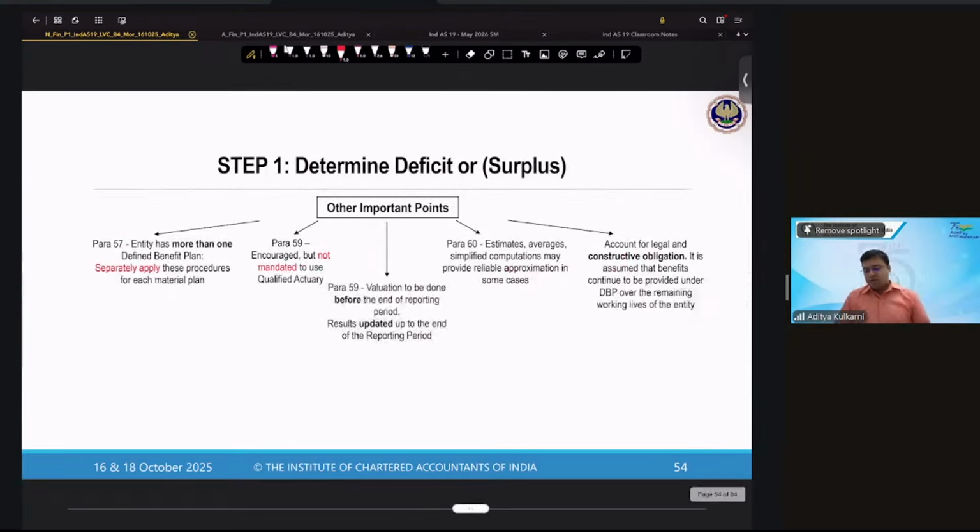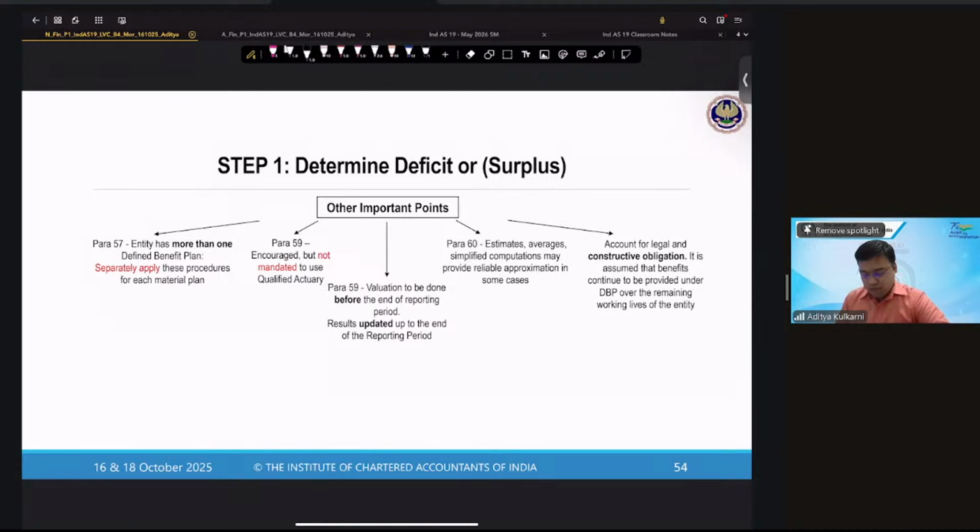All right. Now, you can go through this for homework. If an entity has more than one plan, separately apply the procedures for each plan, obviously. Entities are encouraged to use a qualified actuary, but it is not mandated. At least a recommendation is there. AS 15 did not have a recommendation, but we were using one nonetheless. Para 59: valuation to be done before the end of the reporting period and results updated up to the end of the reporting period.